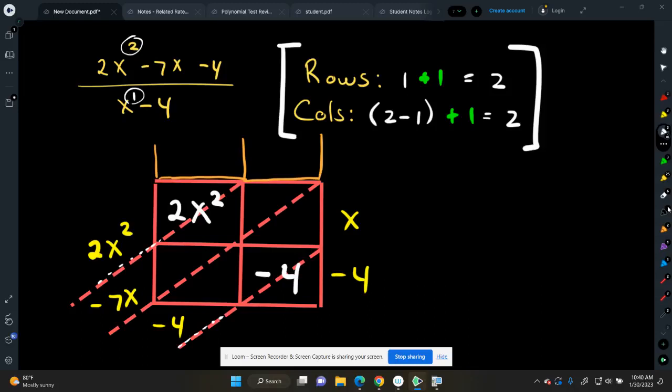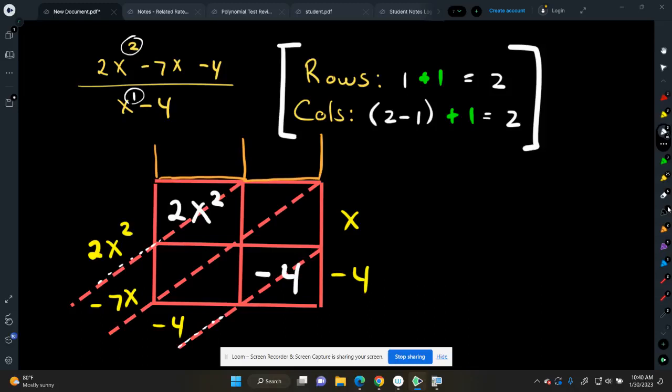Okay. We have to figure out what we multiply this 2x by to make it an 8x squared. So 2 times 4 is 8. X times x is x squared. So I have to multiply it by 4x to get 8x squared.